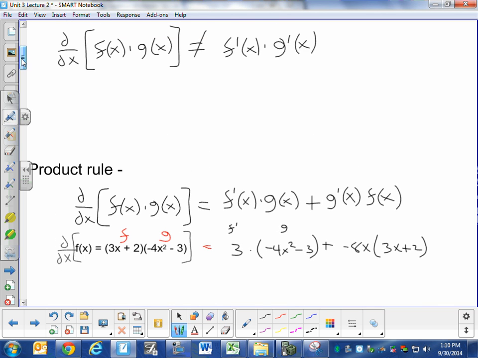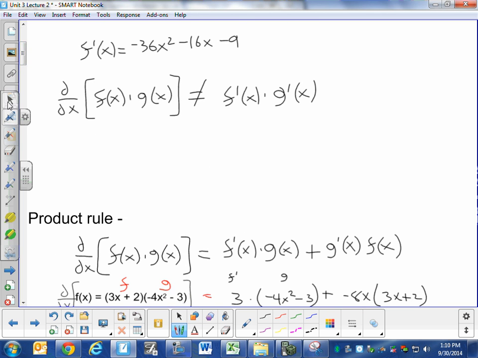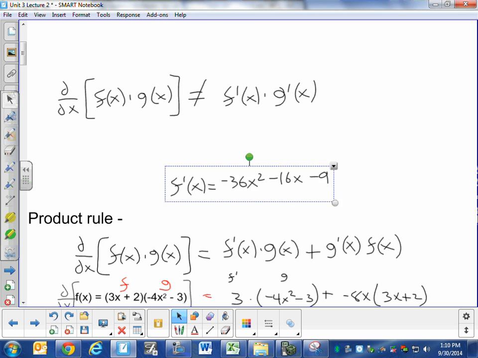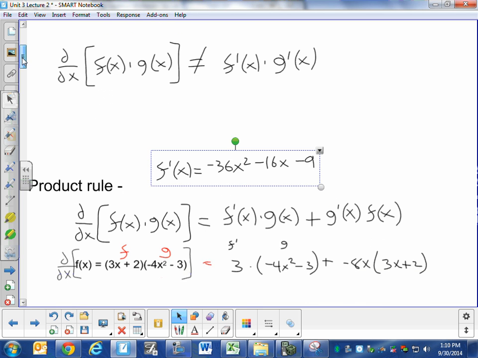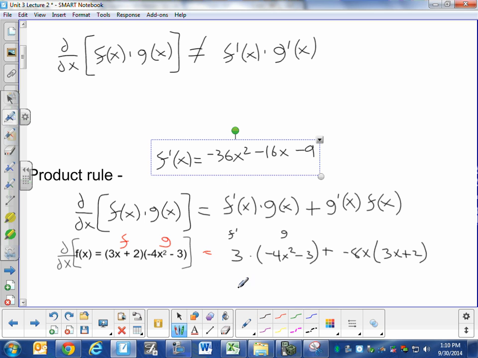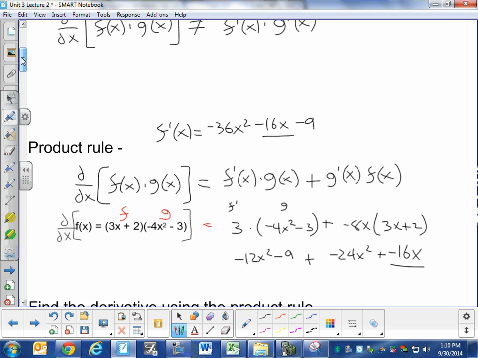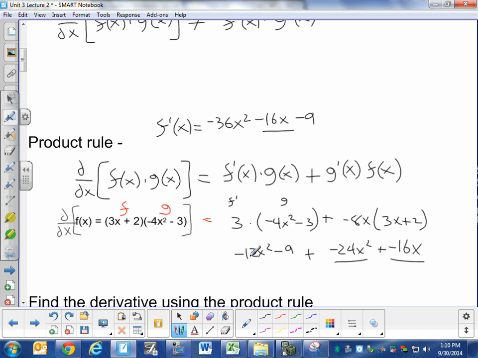Now, let's see. Is that going to be the same as this? Well, I can distribute things and get negative 12x squared minus 9. Here, this is negative 24x squared minus 16x. So I got the negative 16x right here. That's the negative 16x right here. I have the negative 24x squared and the negative 12x squared. That gives us the negative 36x squared. And then negative 9 gives us the negative 9. So the product rule works.